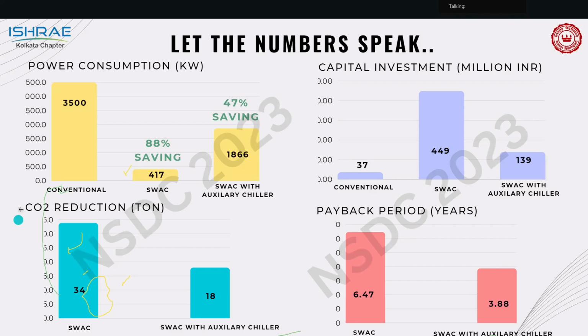Then in the CO2 reduction, that is the sustainability part to it. SWAC can reduce up to 34 tons per day of CO2 emissions. That is a very good number, I would say. And last is the payback period. If you are using the SWAC for around 6 years, you are already getting your capital investment back. And for the SWAC with auxiliary chiller, you are having this 3.88 years. That is even faster.